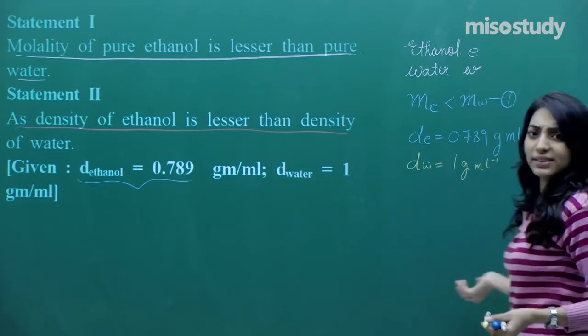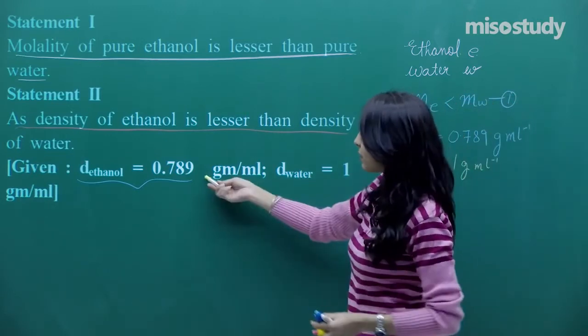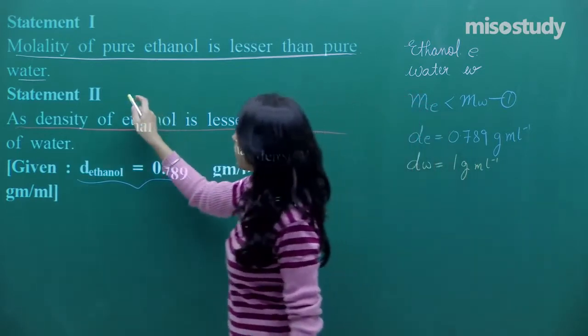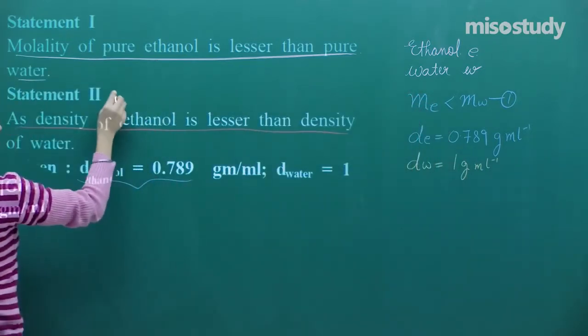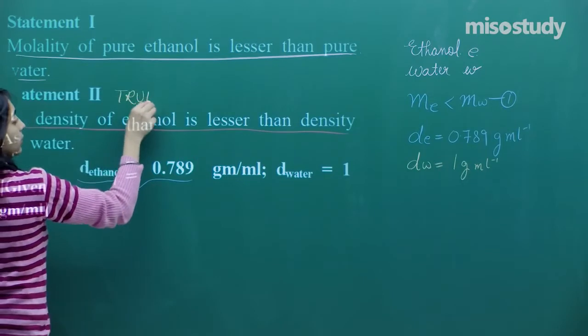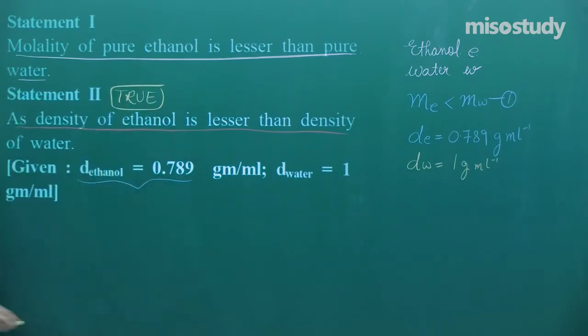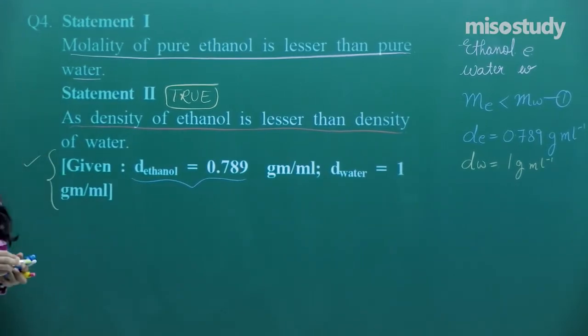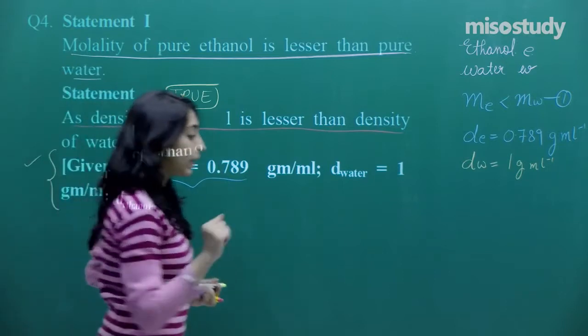So guys, the second statement is true, right? You can simply see density of ethanol is less than density of water. So the second statement is true. Let me just write. Okay. Now we need to figure out, on the basis of the data that is given to me, is statement number 1 okay, or any doubts are there? Let's see.